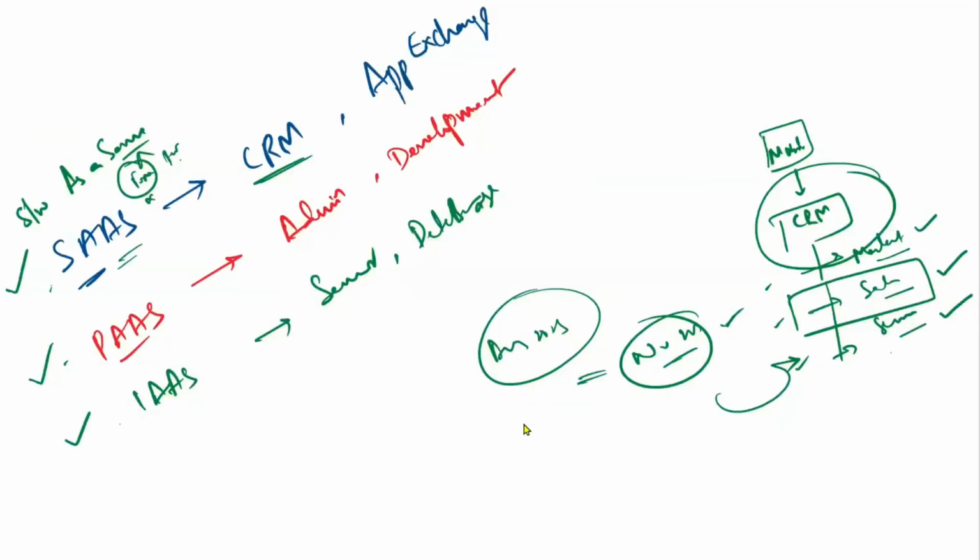Done. Next. Okay, so I have a product. That's good. If it is a product-based company, they will use the CRM. But my company is not a product-based company. I am providing HR services, human resource services. Then is the CRM useful to me? No.